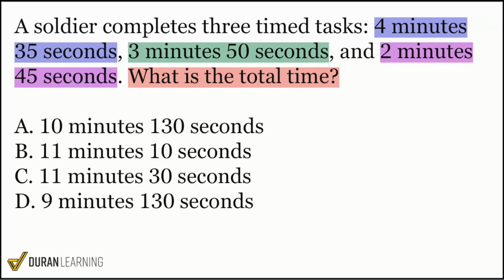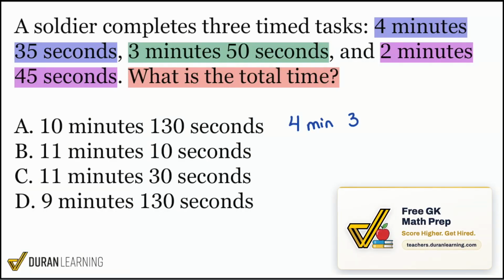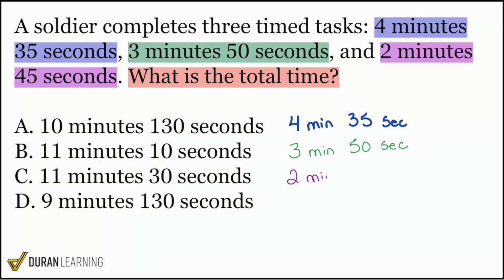We have, again, 4 minutes and 35 seconds. We also have 3 minutes and 50 seconds. And lastly, we have 2 minutes and 45 seconds. So we have all of these written down. And the easiest way to start, in my opinion, is going to be just adding up the minutes. Everybody, when we add up the 4, 3, and 2 together, what is that going to give us in terms of the number of minutes? Yeah, that's going to be 9.